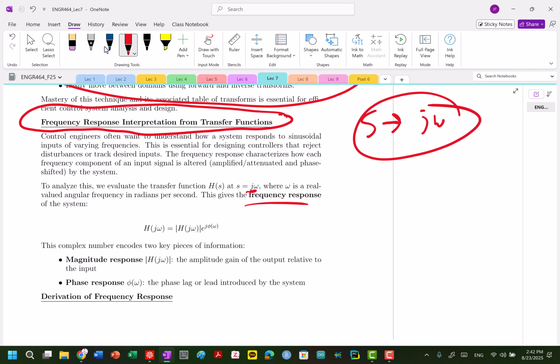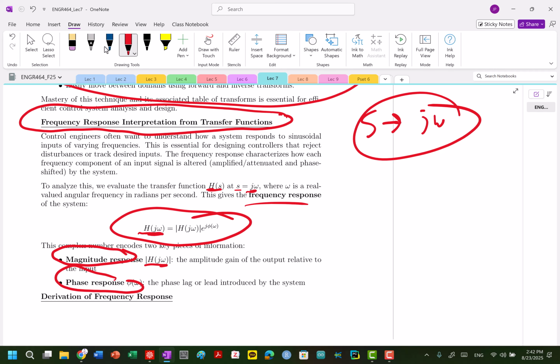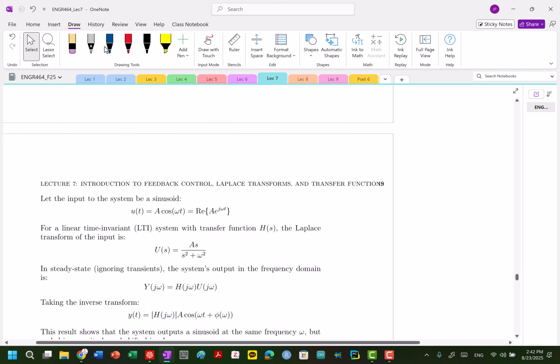Now, remember, the capitalization denotes we're in the S domain, that we've already calculated our transfer function, but now we're just setting that S value to your frequency response. When you have a frequency response, you're going to have a magnitude of that frequency response and then a phase lag of that response that could be introduced into your system.